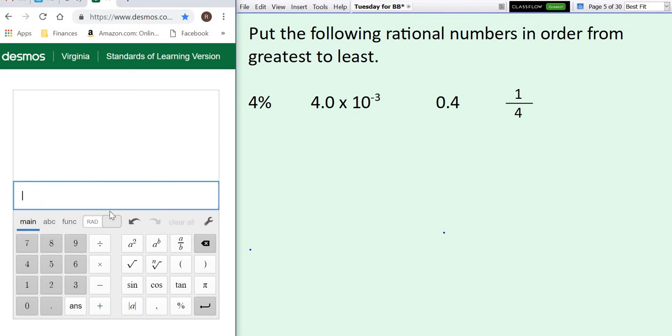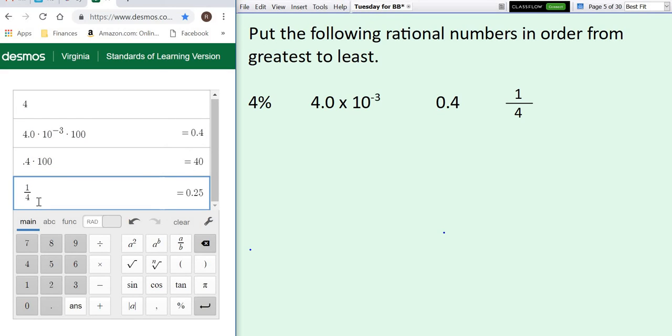So let's go ahead and put all of these in the calculator. Again, if they have a percent, you just leave it. But if they don't, you have to make it a percent. All right, so 4.0 times 10, and we're going to raise that to a -3. Going to make it a percent by multiplying by 100. Okay, and then I'm going to go to the next one, which is 0.4. And I have to multiply that by 100 to make it a percent. And then we've got 1 divided by 4, and I have to multiply that by 100 to make it a percent.